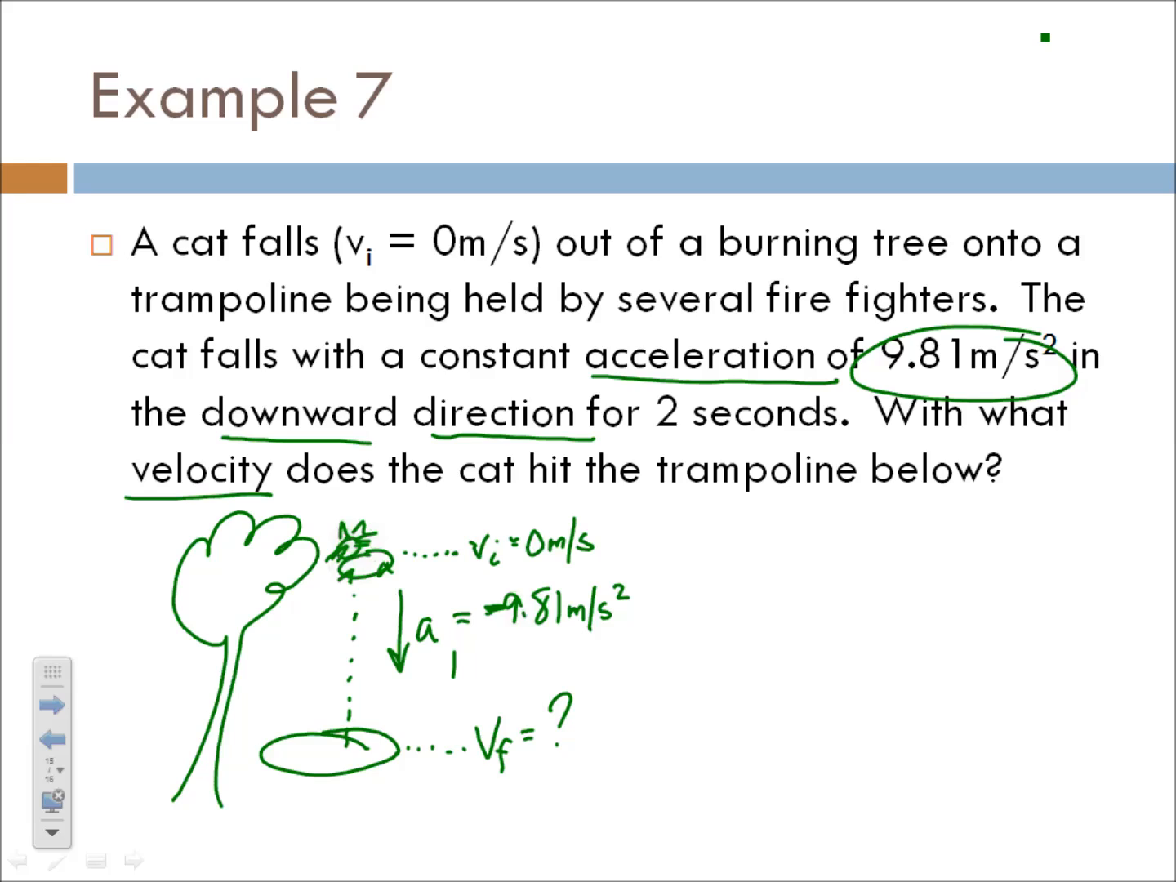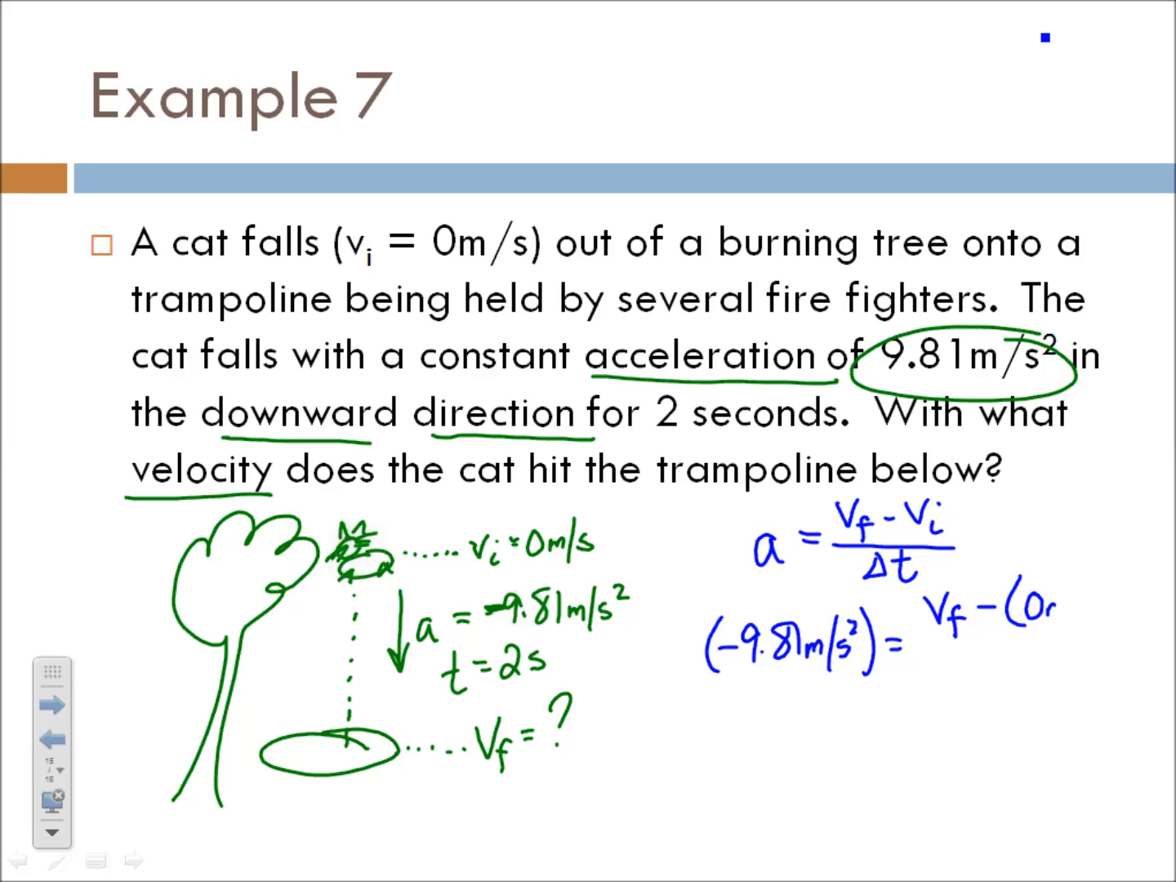And we know that all this happens in a time of 2 seconds. If I write down all my givens and my unknowns, I immediately see that I have to use my acceleration equation again because I have acceleration in my givens and my unknowns. I also have a final velocity and initial velocity. So this is the only equation that works for us. If I try to use a different one, it's not right. So I substitute negative 9.81 meters per second squared for my acceleration, final velocity as my unknown, initial velocity of 0 meters per second, divided by our time of 2 seconds.